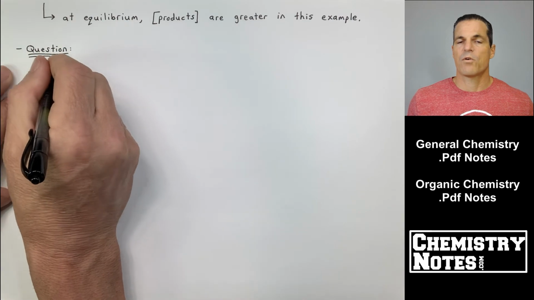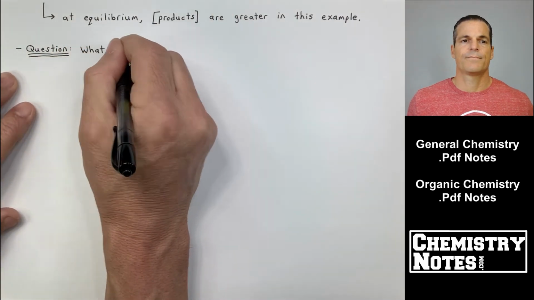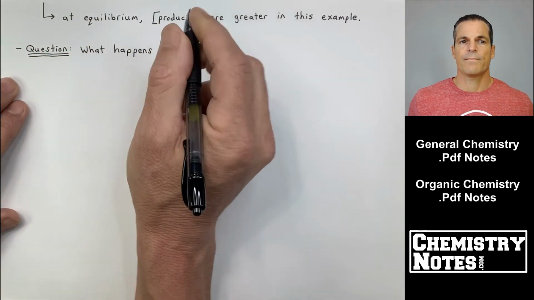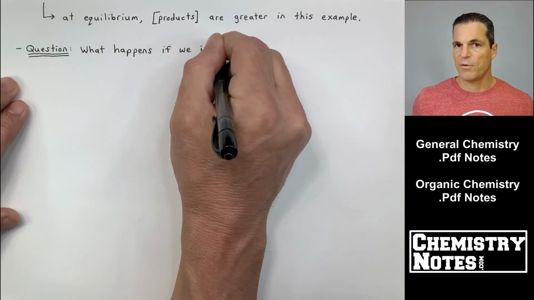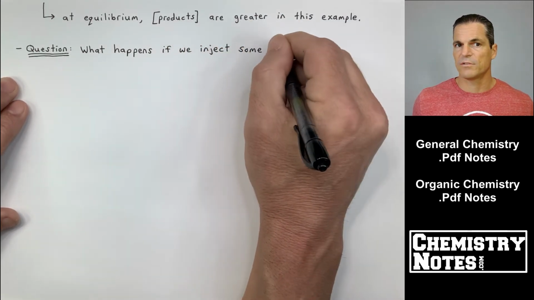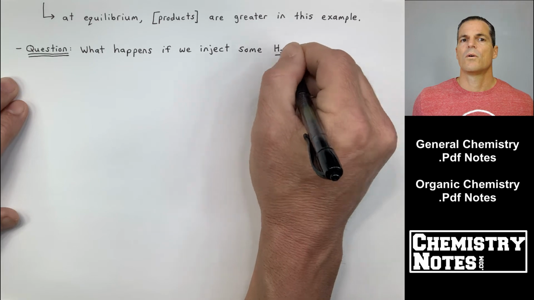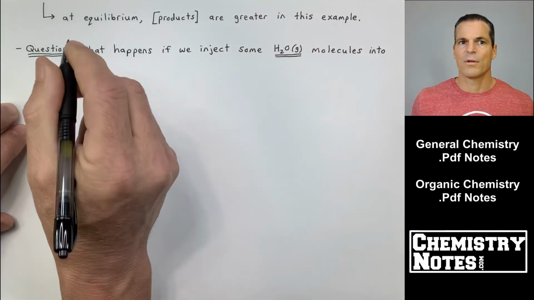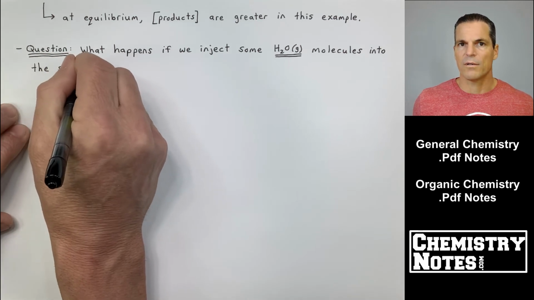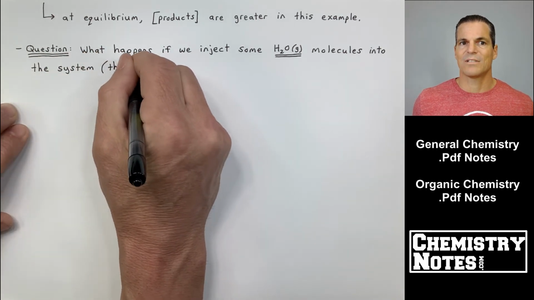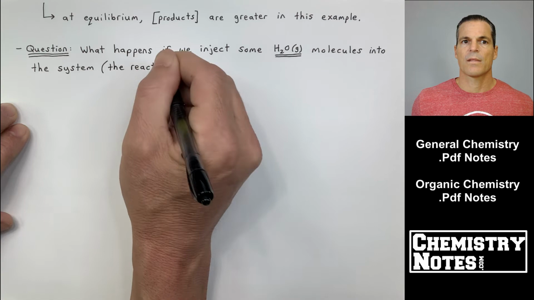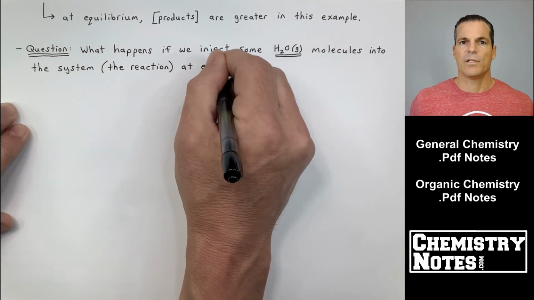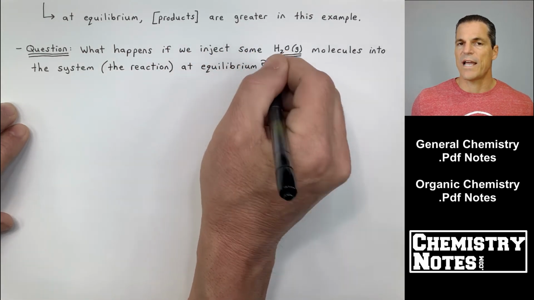Now, I have a question I want to ask you guys. Every time I ask a question like this, I always write the answer down so you have it in your notes. The question is, what happens if we inject, a fancy word for add more, more H2O gas molecules into the system at equilibrium? Well, what is H2O? Is it a reactant or a product?